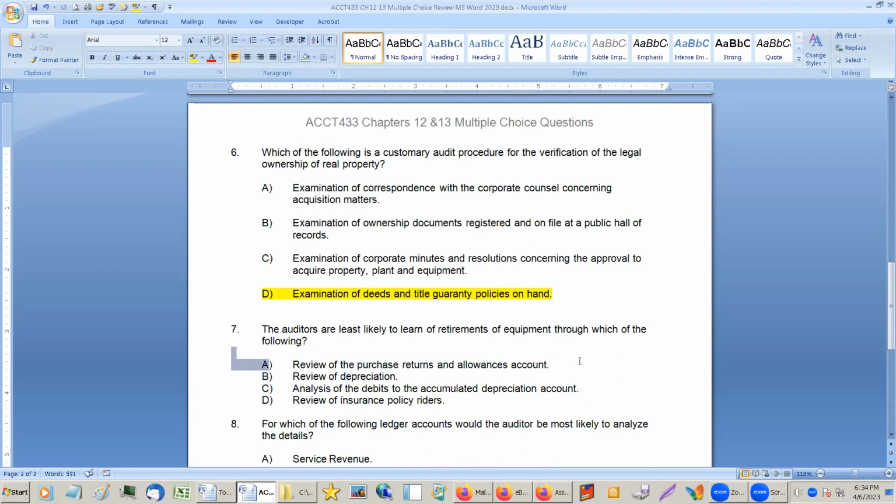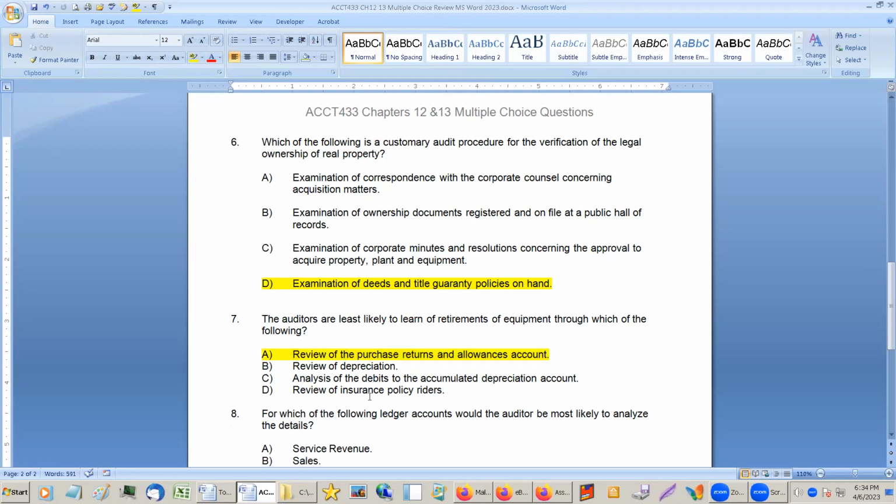These other ones are all ways of figuring out about it. When something stops being depreciated, that could mean that it was retired. Analysis of the debits to the accumulated depreciation account: debits remove from the depreciation account, so that might indicate that they've removed that piece of equipment. And review insurance company riders. If they've taken some equipment off of the insurance policy, that indicates that maybe they don't have it.